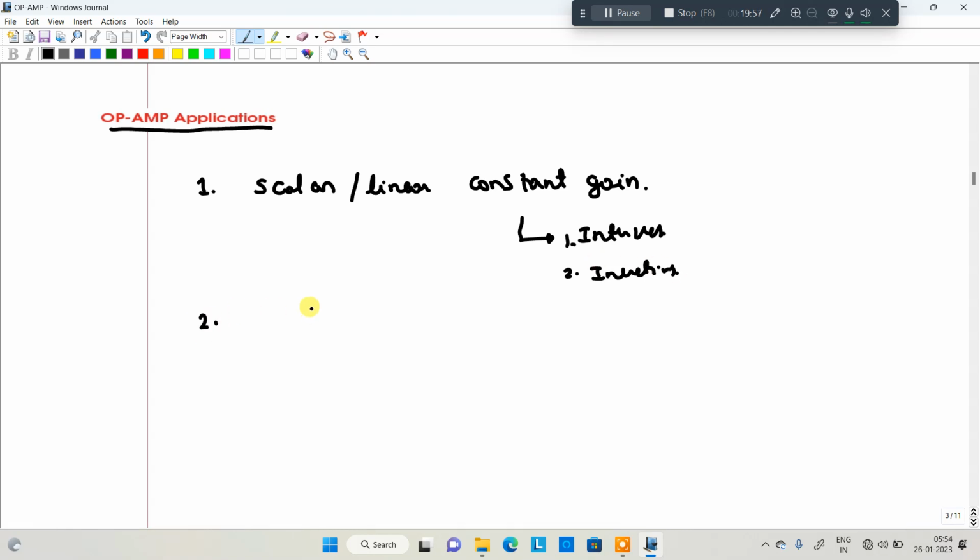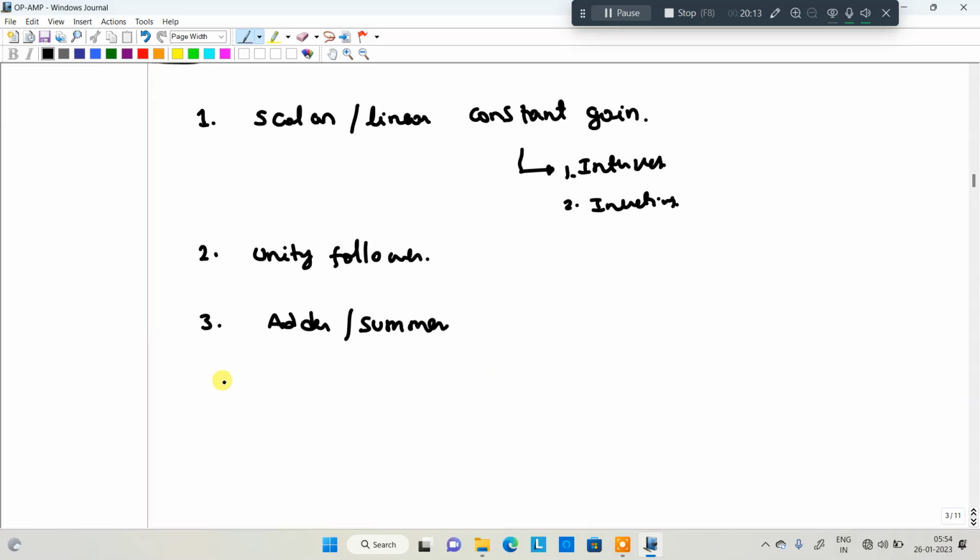Second application, unity follower. Third one, adder or summer. Fourth one, subtractor. Fifth one, integrator. Sixth one, differentiator.